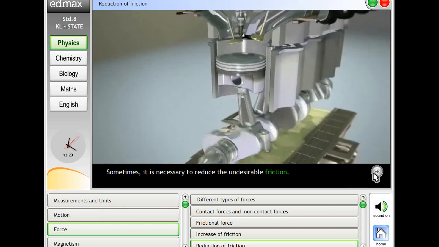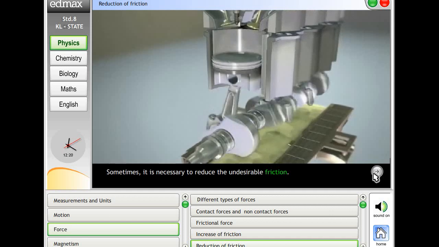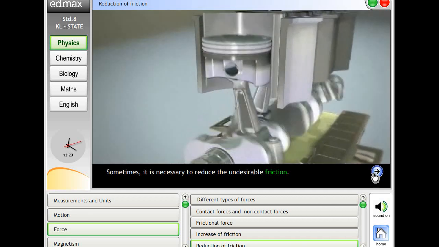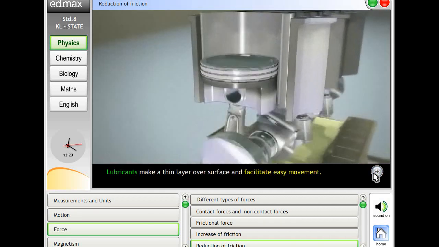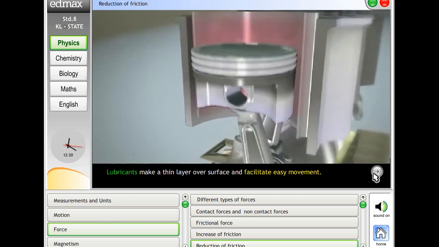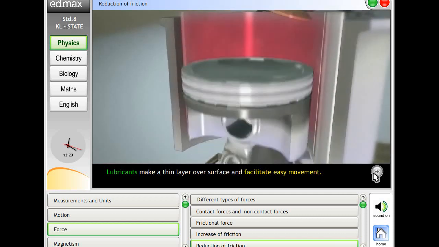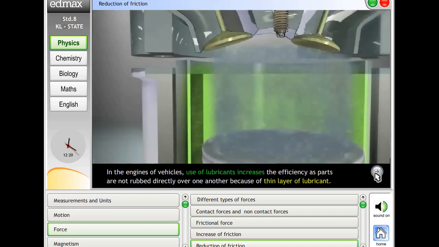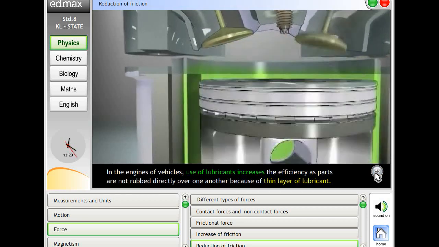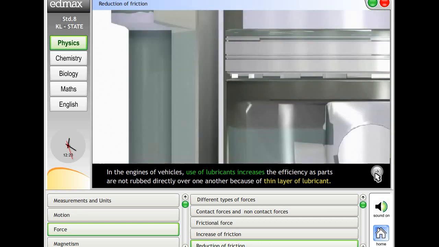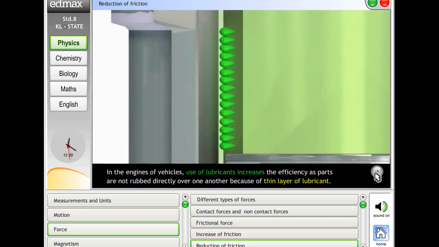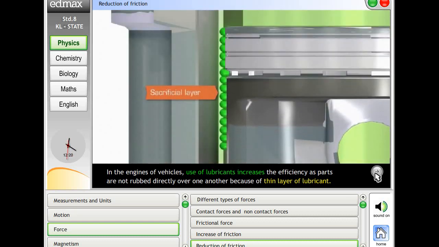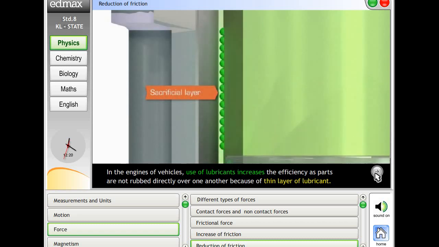Reduction of friction. Sometimes it is necessary to reduce the undesirable friction. Lubricants make a thin layer over surface and facilitate easy movement. In the engines of vehicles, use of lubricants increases the efficiency as parts are not rubbed directly over one another because of the thin layer of lubricant.